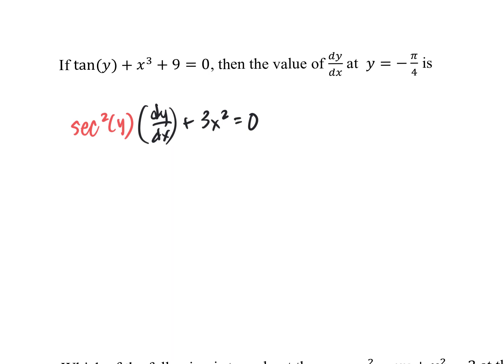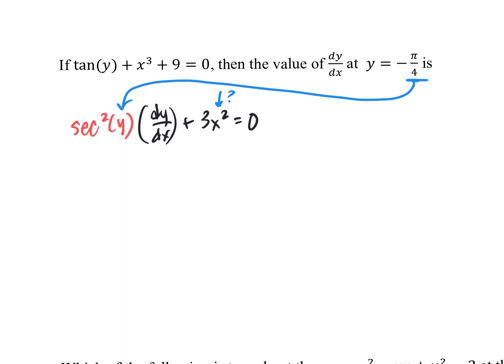Here's my derivative. They said, hey, go find that derivative when y is negative pi over 4. So I can go plug this in here. But what am I going to plug in here? The x value when y is negative pi over 4, right? We got to go find that x value.